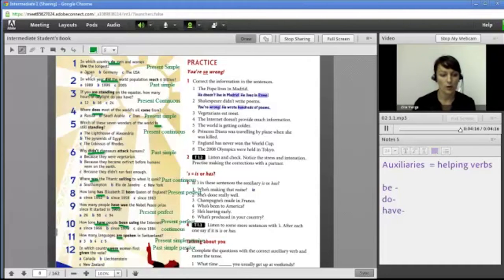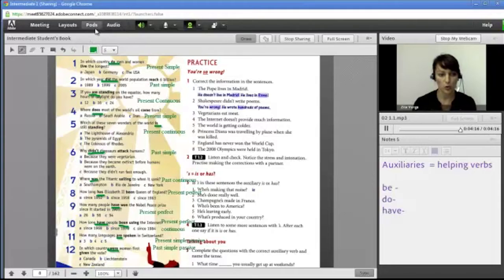Okay, so in number 1, the auxiliary is do. In present simple, we make questions using do or does, and we use them in the negatives as well. Number 2, did, is the helping verb. In number 3, it's are. Number 4, does. Number 5, is. 6, didn't. 7, was. 8, has. 9, have. 10, have and been. This one has got 2 auxiliary verbs. In 11, are, and in 12, were.